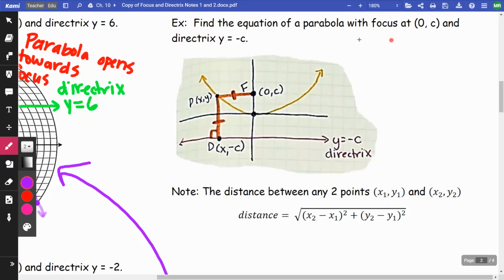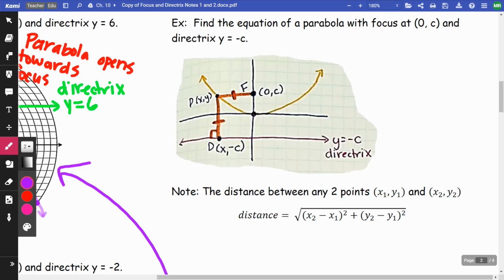So we want to find the equation of a parabola with a focus at 0, c. I'm not having my focus at 0, 0, it's at 0, c. So if this is 0, 0, this is up at 0, c. This is my focus. My directrix is at y equals negative c. This is my directrix, which is at y equals negative c. This is my focus, which is up at 0, c. Halfway between those is my vertex, which is 0, 0.